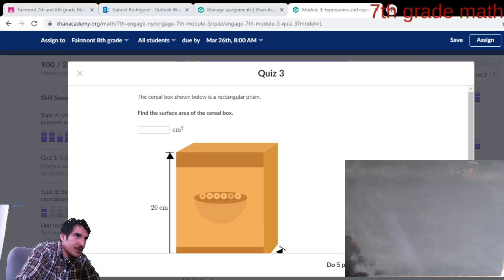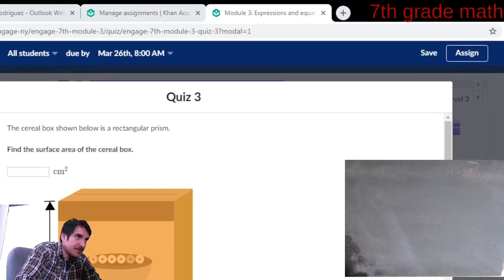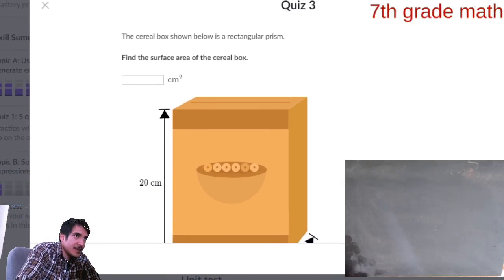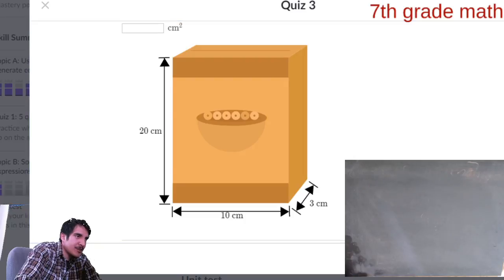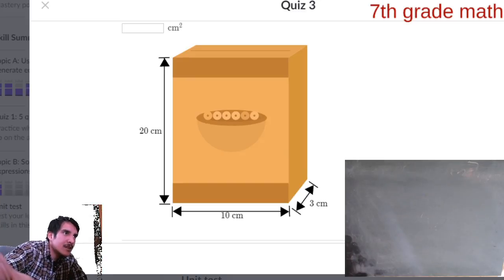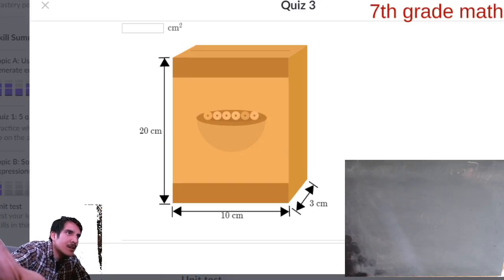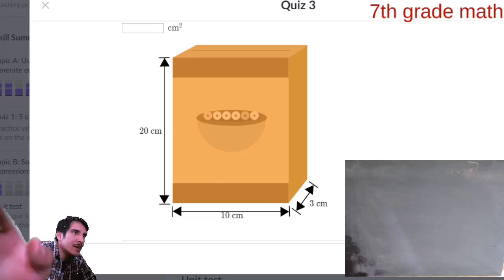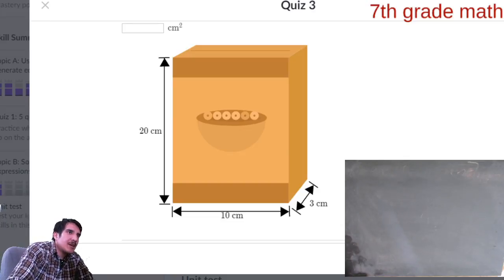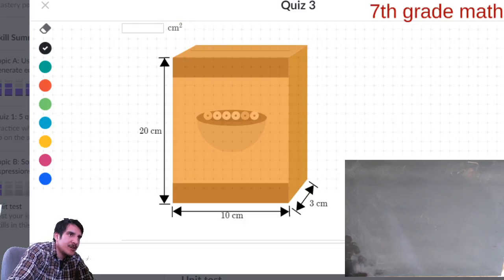Okay, let me just make sure that you can see everything that you need to see. So here is quiz 3 on Khan Academy. We have a cereal box that looks something like this. Right? Okay. Dang. This camera keeps moving. Quit moving. There we go. So we got a cereal box. So I'm going to use the marker that Khan Academy gives me right now because that's actually very useful.